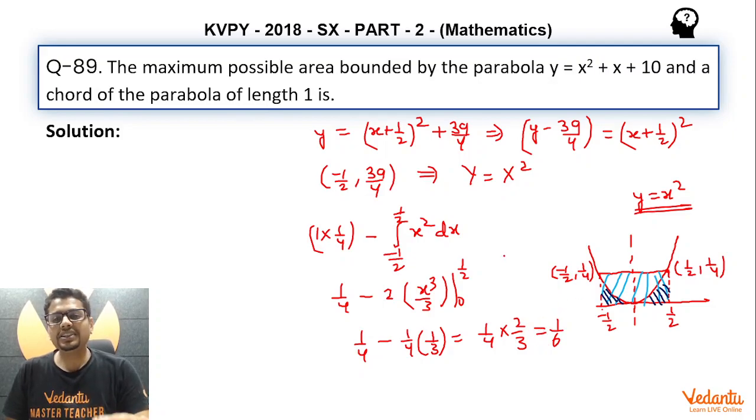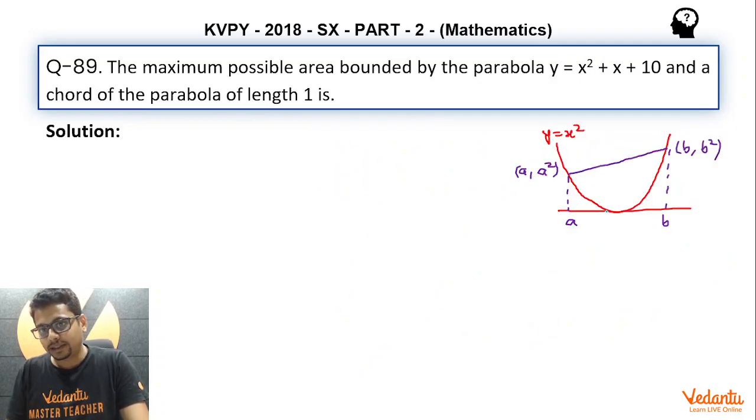Now I believe you must be convinced about this shifting of origin thing. But you may not be very much convinced about how I said this by symmetry. So let's take a general case with y equal to x square and a general chord. So here y equal to x square curve, this is the x-axis, and let me take any two general points a comma a square, b comma b square, and without loss of generality a less than b. So here what we want is this area minus this area.